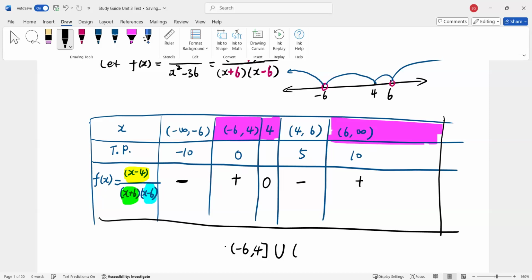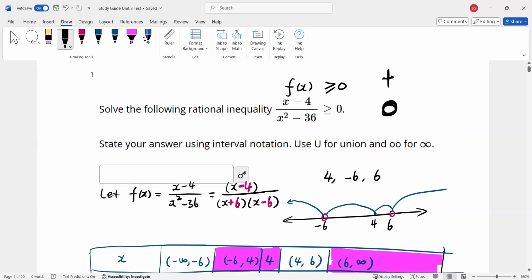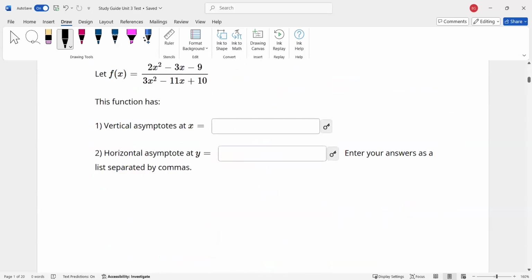Union 6 to past infinity. Okay, 6 to past infinity is all open. And that's the result. That's the solution set of the original rational inequality in the interval notation, right? Well, we spent like 7 minutes for this problem. We're gonna move on to the next problem.